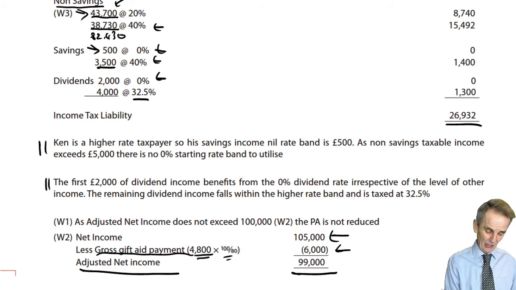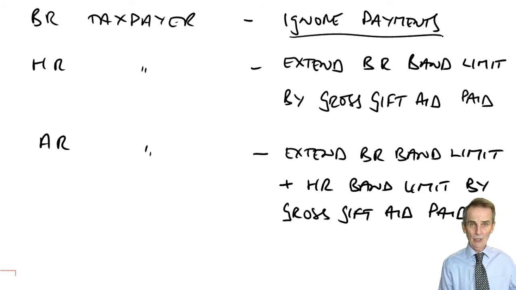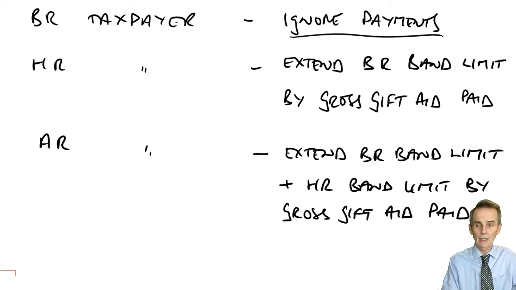But let's just summarise this in terms of what you actually need to know and to do in an exam question, because then it's incredibly easy. If you were only a basic rate taxpayer, and I've got to think, well, you wouldn't be, because if you were only a basic rate taxpayer, you ignore the payments made. They do not impact on the tax computation, not in terms of income, not in terms of the tax calculation itself. So just ignore it.